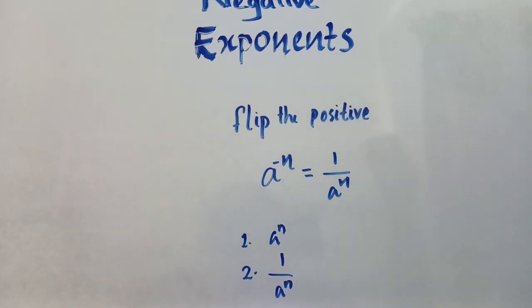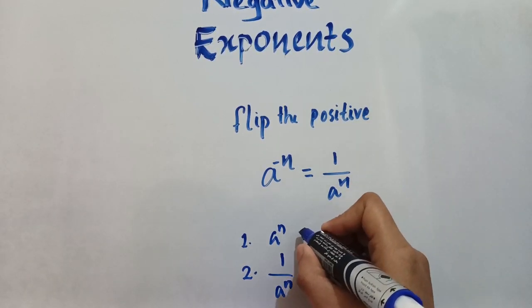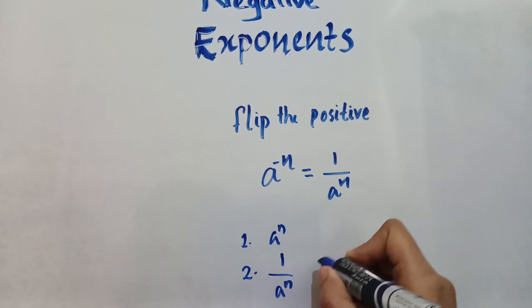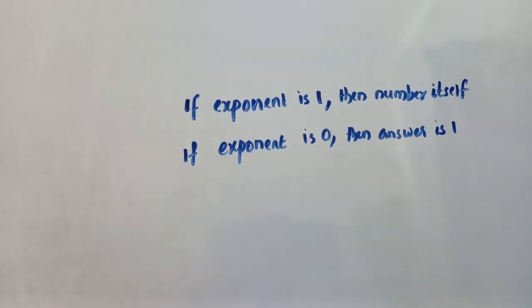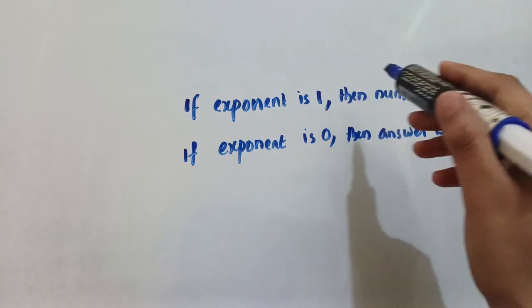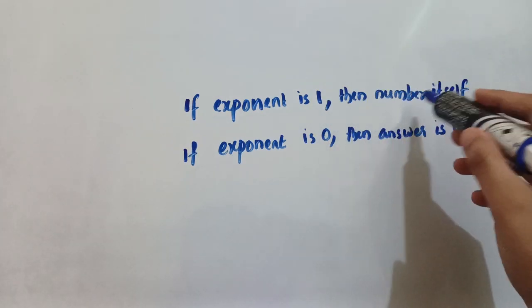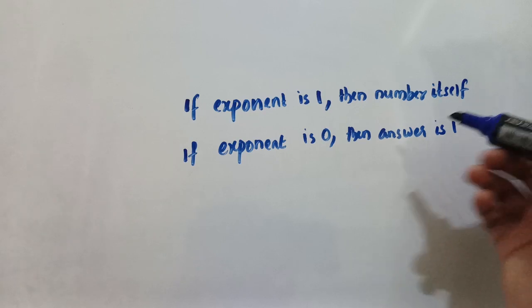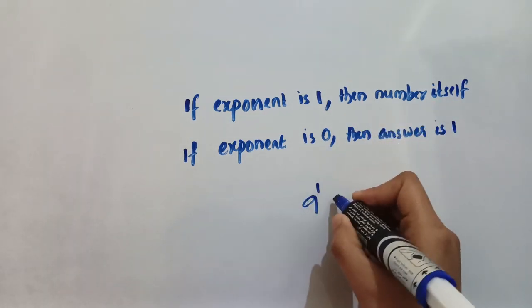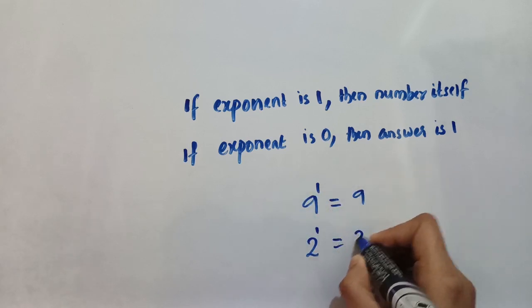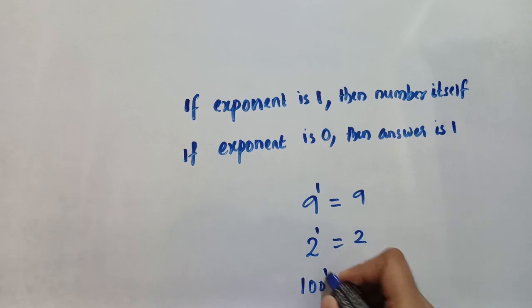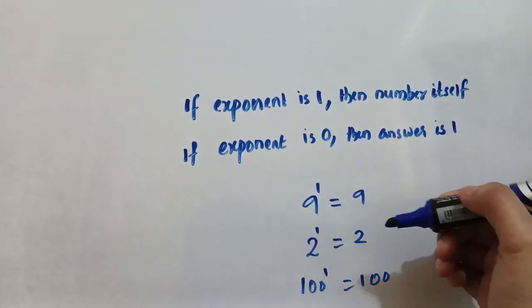That I have shown here. Two steps. First step is to calculate the positive exponent, then take the reciprocal of this positive exponent. Then we will get the negative exponent a raised to minus n. Next we can look, if exponent is 1, then we get the answer is the number itself. That is, if 9 raised to 1 is the question, then answer is 9. 2 raised to 1, the answer is 2. 100 raised to 1, then answer is 100. That is, if exponent is 1, the answer is the number itself.